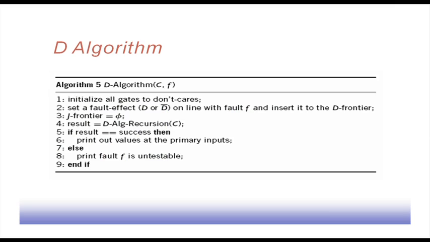So the D algorithm is like this: initialize all gates to don't cares, set a fault effect D or D bar on the line with fault F, and insert it into the D frontier. So the line at which we are trying to test the fault, we put that line in the D frontier. So maybe D or D bar, any value can be put. The J frontier is initially null, then it will recursively call this routine. So the D algorithm recursion will try to propagate this D frontier to the primary output, and in the process justify the J frontier. So we will see this algorithm.